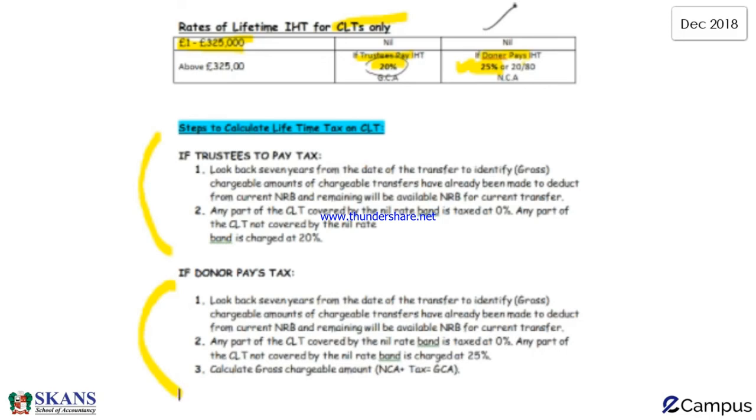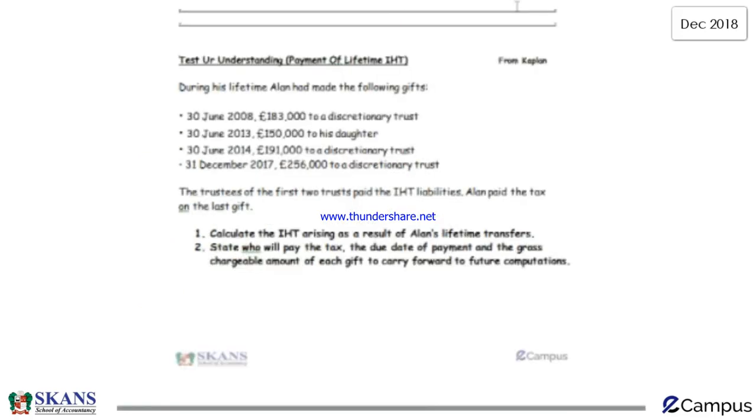Now, the first thing is how to calculate the available nil rate band on any lifetime transfer. Firstly, you should calculate the chargeable amount of the CLT, and in order to know the applicable nil rate band on this transfer, we have to find out which tax year the individual is transferring in. For example, Alan is making the following lifetime transfers. The first transfer he made was on 30th of June 2008, 183,000 to a discretionary trust.